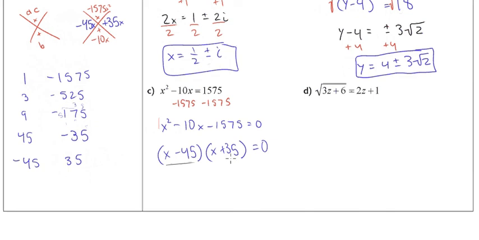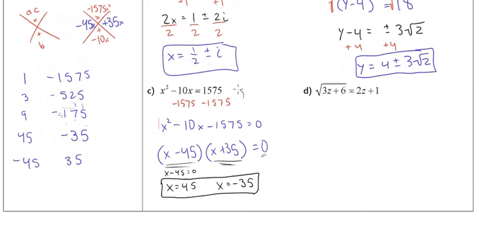If I have two things multiplying together to give me 0, then one of them has to be 0. To find our two solutions, if the one on the left is 0, then we get x is equal to 45. We get that from setting x minus 45 equal to 0, adding 45 to each side, and we get x equals 45. On the second factor, we end up with x equals negative 35. And there are our solutions, our x values that make the equation back up top true.